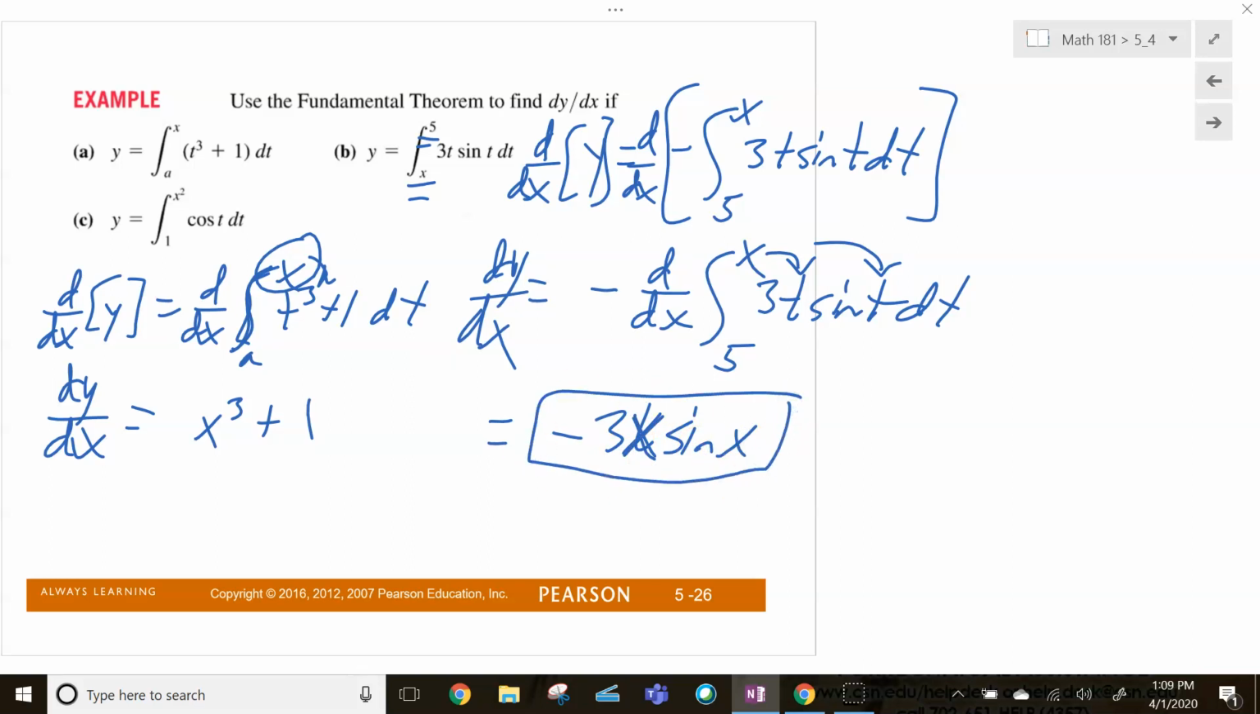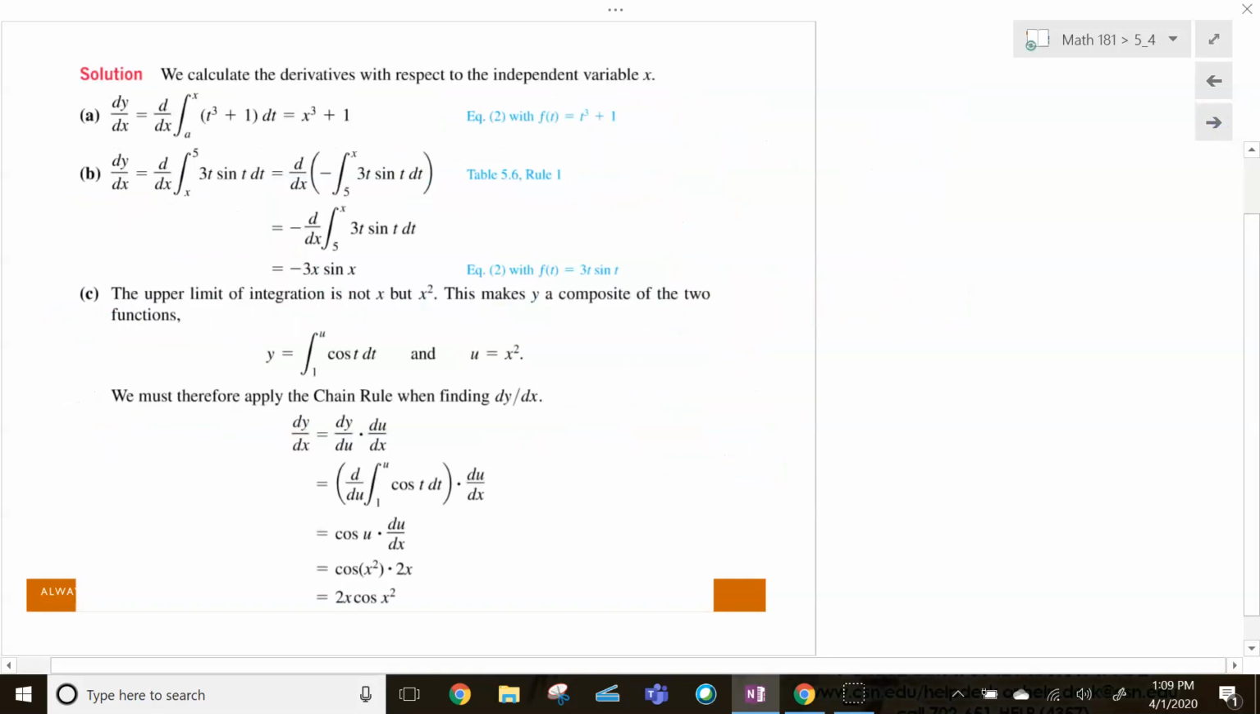But again, notice we had to flip-flop where the constant and that variable were to make sure that it fit the fundamental theorem of calculus. All right, now this third one right here, notice I have x squared. Okay, it's not just x there. When you're doing this, now it gets a little bit trickier because you have a composite function. This is the composite function.